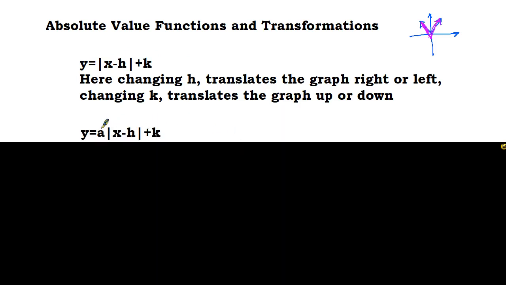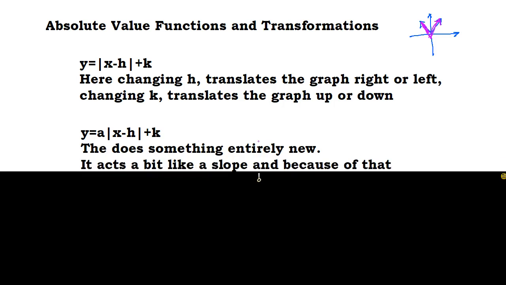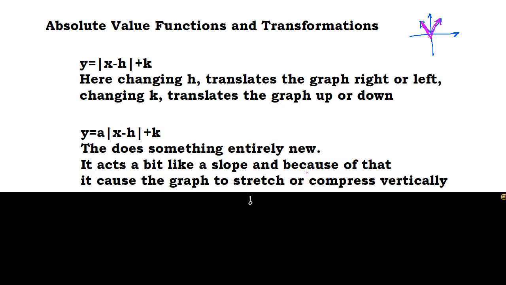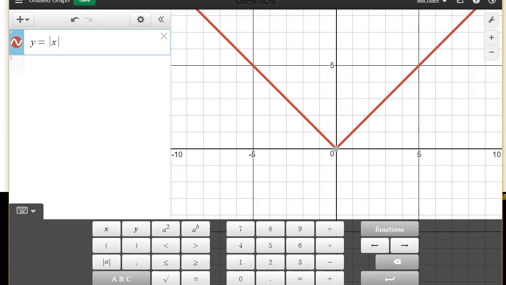What happens if we have an a out in front? In other words, what if we have a number out in front of the absolute value signs that's being multiplied times the stuff inside? Well, that causes a couple new things. What happens is that number in front acts a little bit like a slope, and you'll see why in just a second. And if that number does act like a slope, then it's going to cause the graph to appear to stretch or compress vertically. To see what I mean, let's take a look at Desmos.